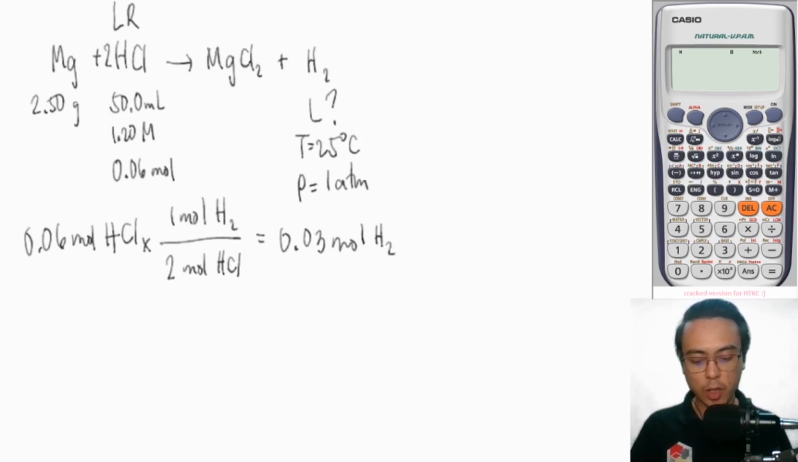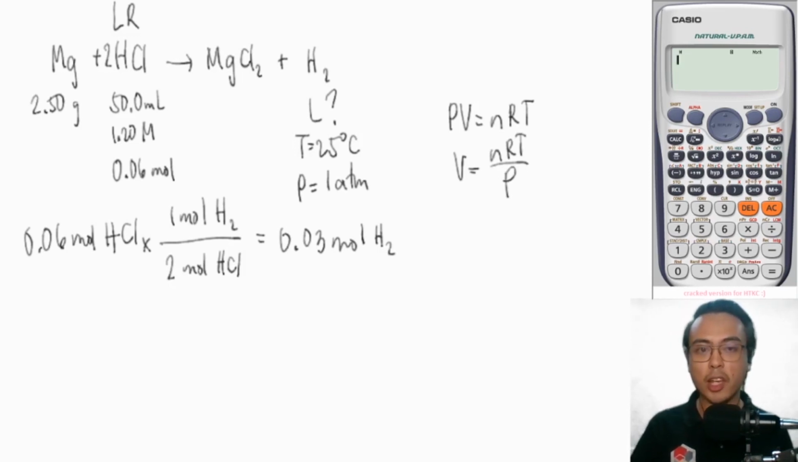The ideal gas law, PV equals nRT. We want to determine the volume, so we divide both sides by the pressure. We get nRT over P, and we can substitute everything and solve for the volume.